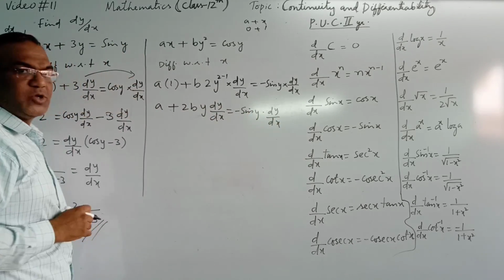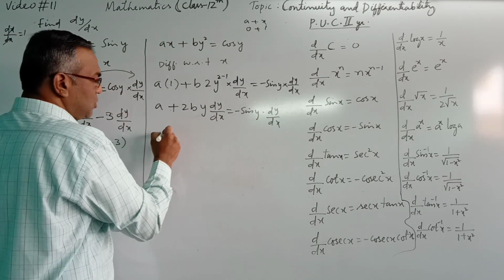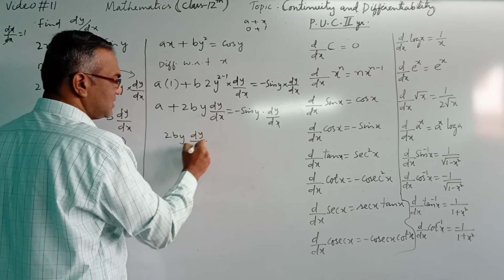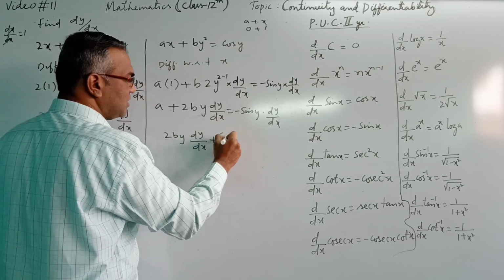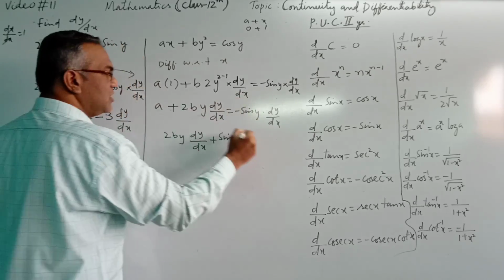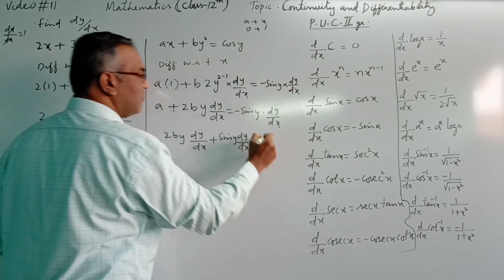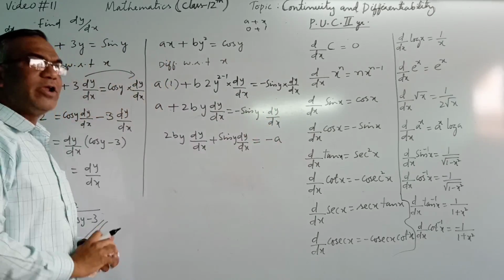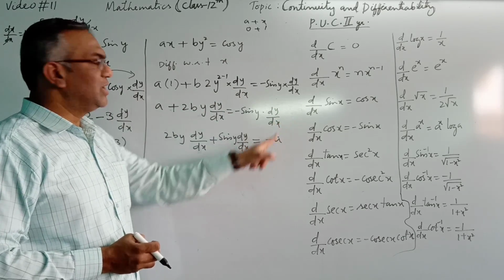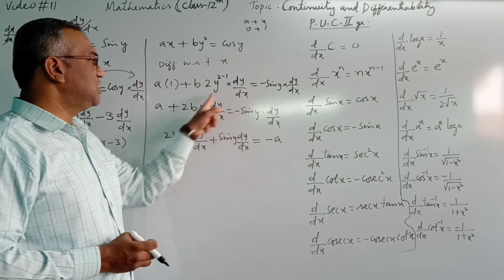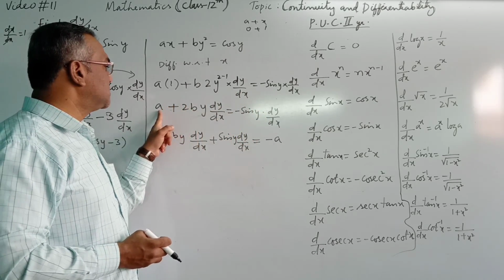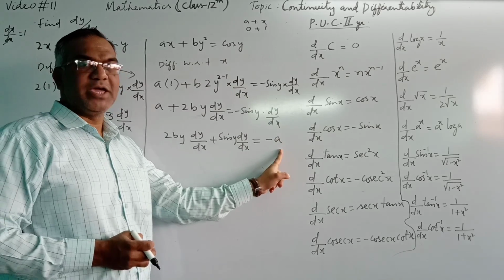Collect dy by dx terms on one side, so it becomes 2by dy by dx plus sine y dy by dx. I took this here, is equal to, take a here, that will become minus a. Or you can send this also here, no problem. That makes no difference. You will get the same answer. I took this here so that this minus sign becomes plus sign, and I transferred this plus a to the other side, that became minus a.